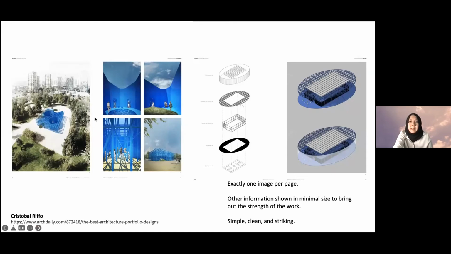And then here, 4 different pages, exactly one image per page. Other information is shown in minimal size to bring out the strength of the work. So it looks simple, clean, and striking. And you see the blue almost appears in every leaf, so it becomes the visual element.